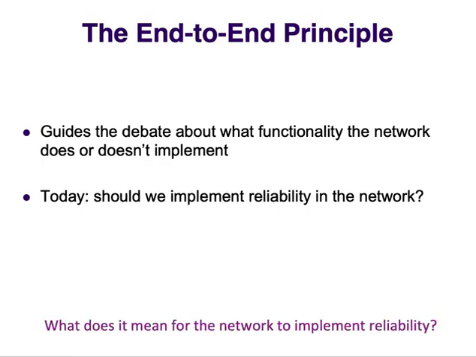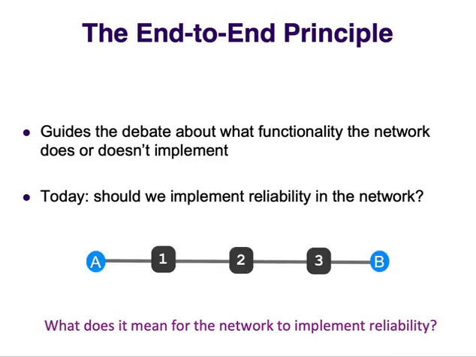So before I even go there, what do I mean when I say that the network should implement reliability? You could implement reliability in a number of different ways. I'm going to give you one just so you have a mental picture. The idea is that the network is going to do a little extra work to make sure that the packets it's trying to send are getting to where it's trying to send them. It's not just going to send it out and hope it gets there.